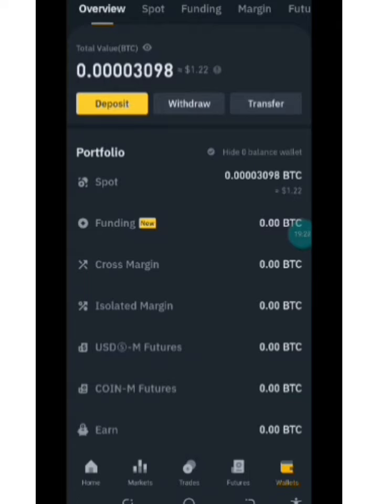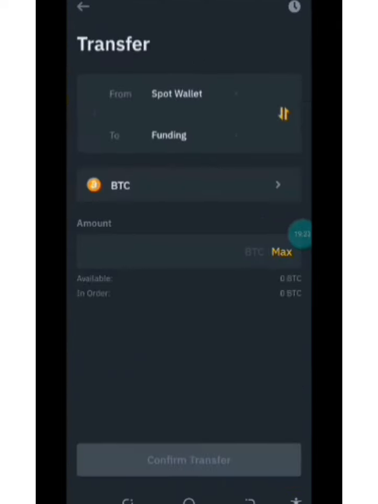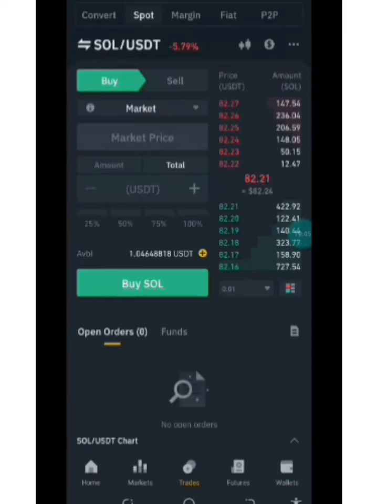So the last interface here is transfer. So I click on transfer. So transfer really means you are transferring your funds from your funding to your spot. For you to trade, let me go back. For you to use these trade features, you must have your asset under the spot wallet.